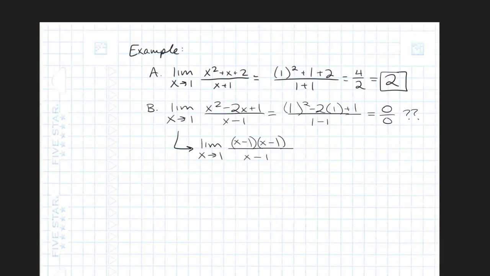What do you notice now is on top and bottom? There's a same thing on top and bottom. X minus 1 and x minus 1 are going to cancel each other out. This is why we factor, because now when we do the direct substitution, all we're doing the direct substitution with is x minus 1.